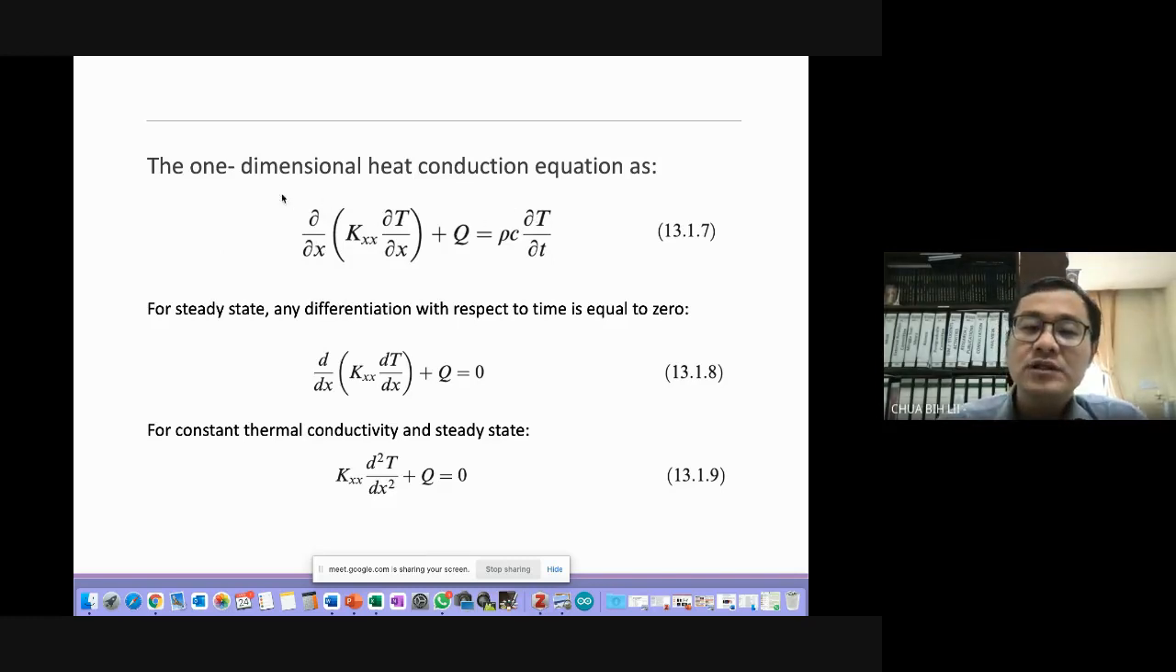So this would be the energy in and out. This is the energy being generated into the system, so you may put in heating, or maybe you are putting in cooling. So this represents the energy in and out, and this is the term that represents the energy being stored in the system.